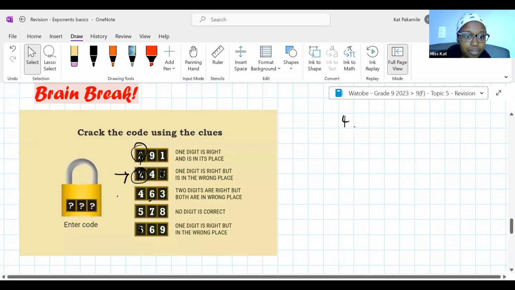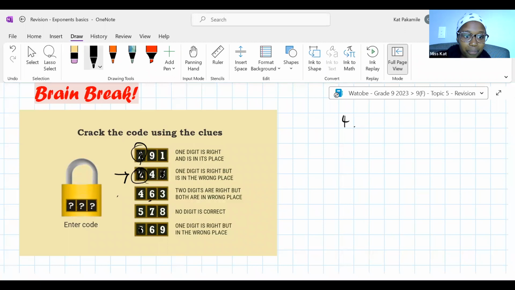So we need to figure out where 4 is supposed to be. Is it supposed to be first? Or is it not supposed to be there at all? Okay, we know that 4 is supposed to be there, and the only other place that 4 is there, right? So 4 has to be our first number. Do we understand? I feel like we're getting somewhere.